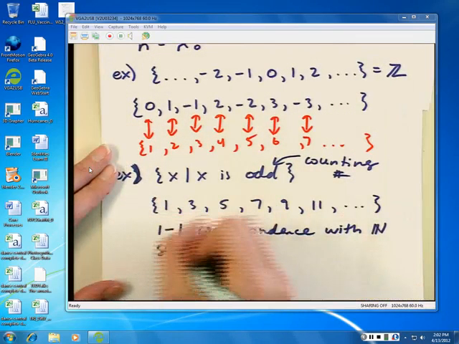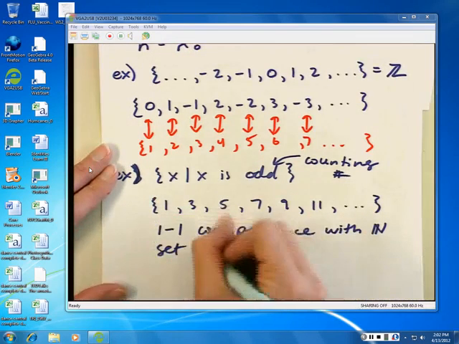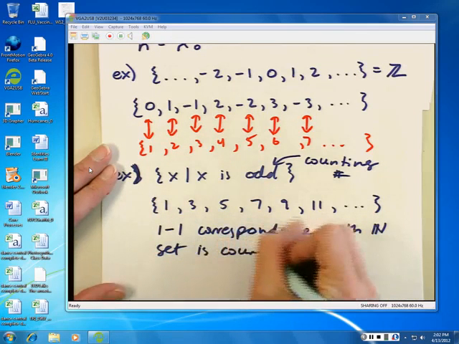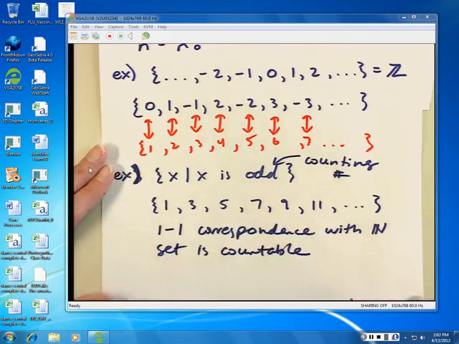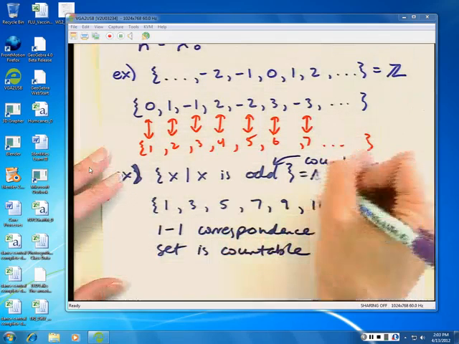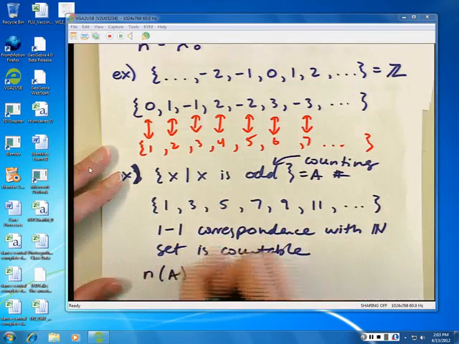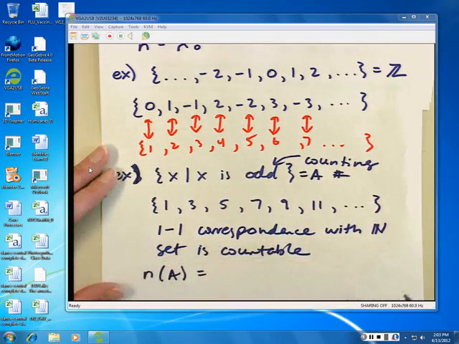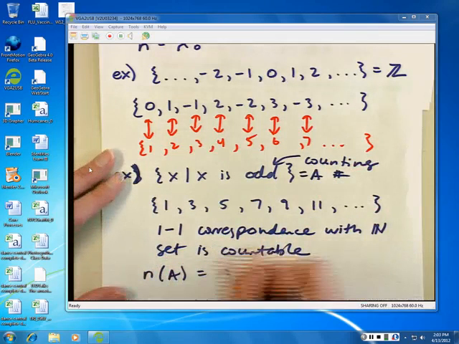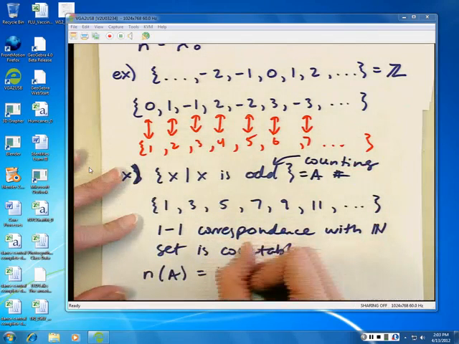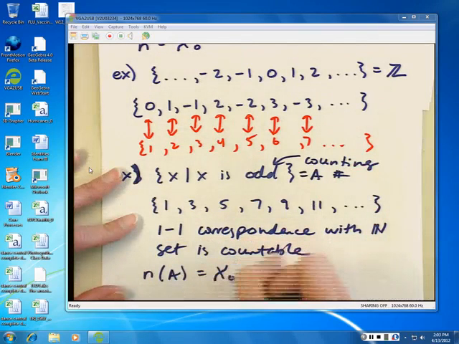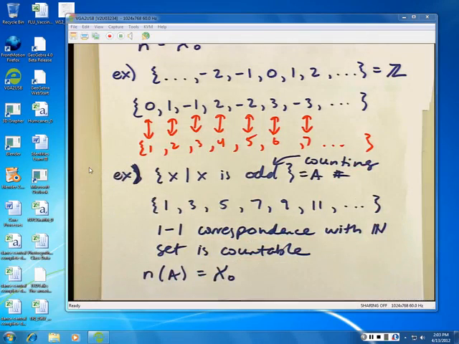So just giving you some more vocab. So my set is countable. And finally, the number in my set, let's call my set A. The number in my set, it's infinite for sure, it keeps on going, but I can say that it's infinite with this order, this one-to-one correspondence. So it's infinite, and I can give it a cardinal number of aleph naught.